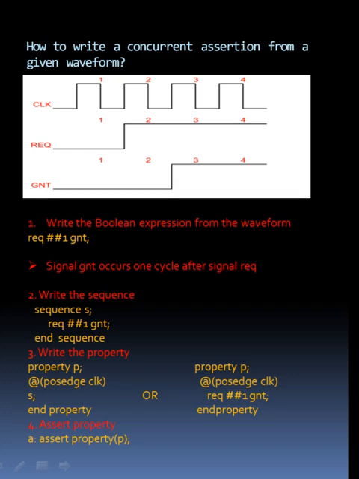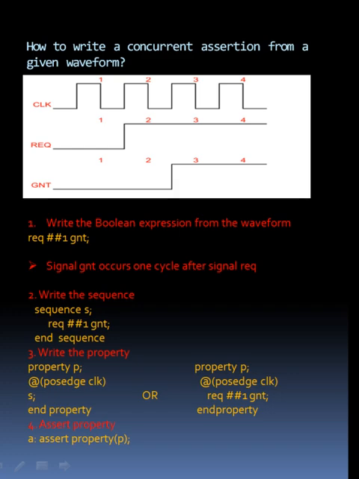After that, we need to write the sequence. How will we write the sequence? We will write the sequence between sequence and endsequence. Endsequence, we need to write it together. Sequence, then we have to give the sequence name. Here we have given the sequence name as S. After that, we have written the Boolean expression. Then we write endsequence.